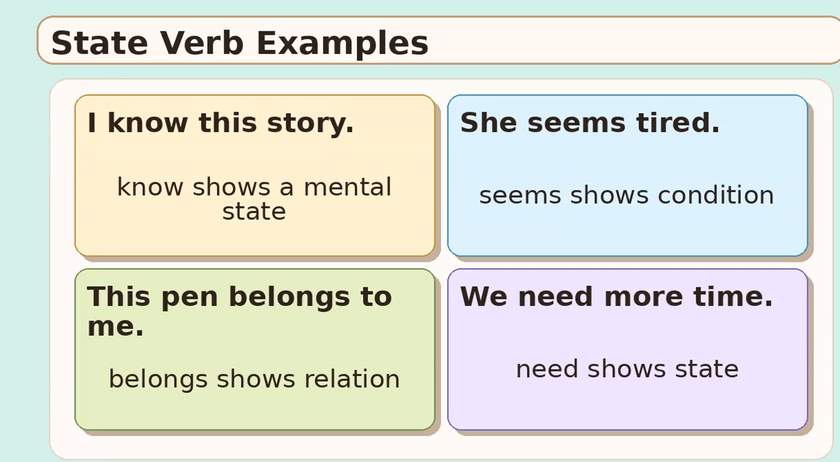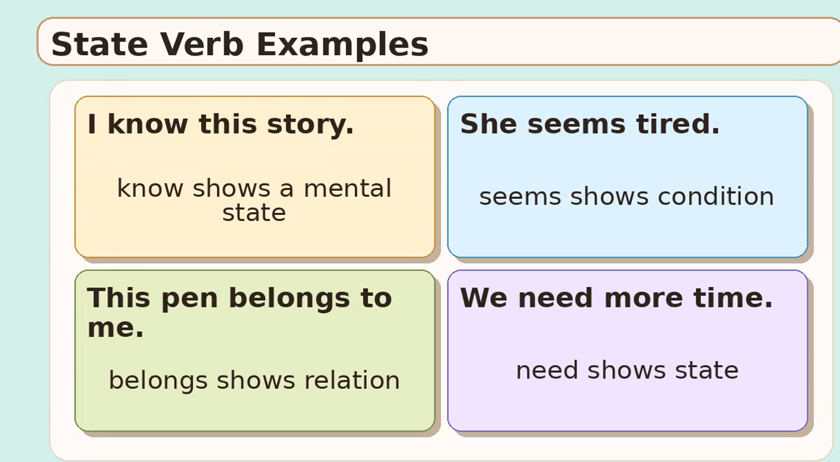These examples help us understand state verbs more clearly. In I know this story, know is a state verb because it shows knowledge, not physical action. In she seems tired, seems describes a condition, so it functions as a state verb. In this pen belongs to me, belongs shows relation or possession. And in we need more time, need expresses a state or requirement. So even when there is no visible action, the sentence still needs a verb to show what is true.